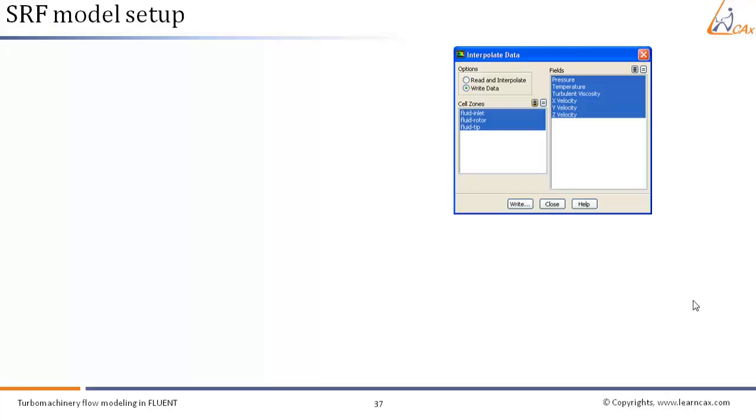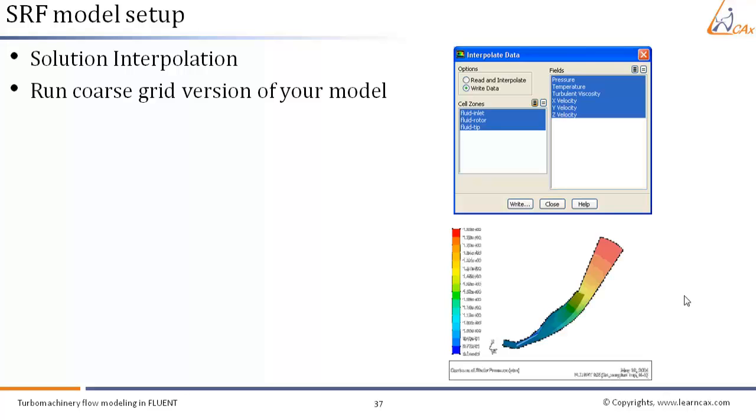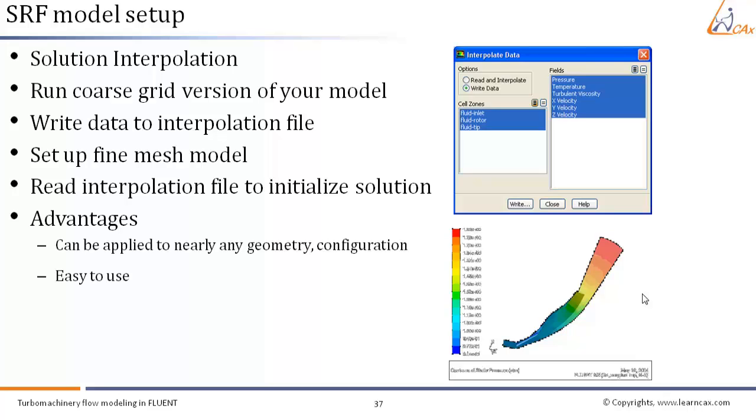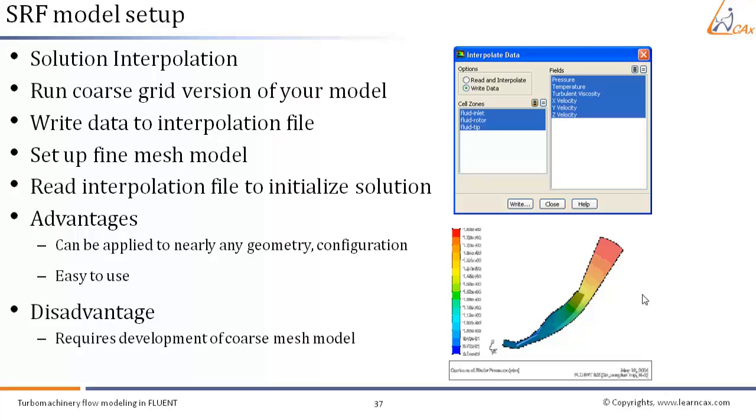Solution interpolation is the first thing that we will see out of the two. The procedure is to run a coarse grid version of your model, write the data for interpolation, or the interpolation file, set up the fine mesh model, read the interpolation file that you have written, and initialize the solution with the interpolation. The advantage of this procedure is that it can be applied to nearly any geometry, and configuration is easy. The disadvantage is that it requires the development of a coarse mesh, so you have to do a bit of additional work.